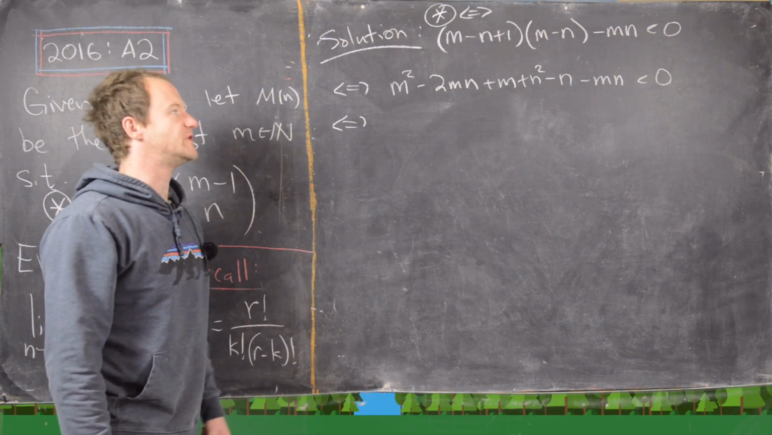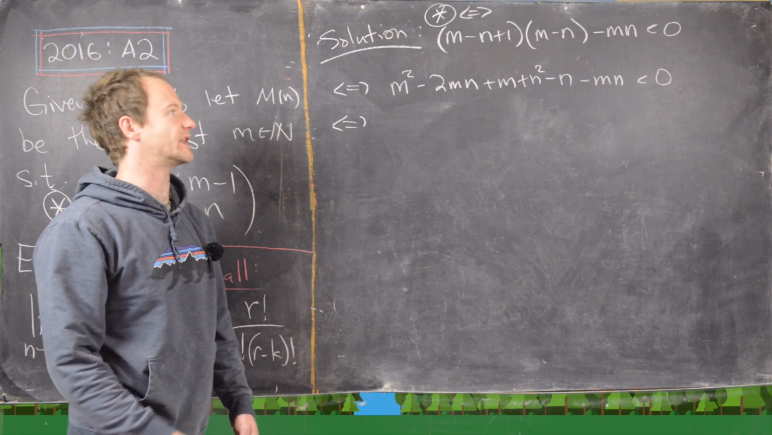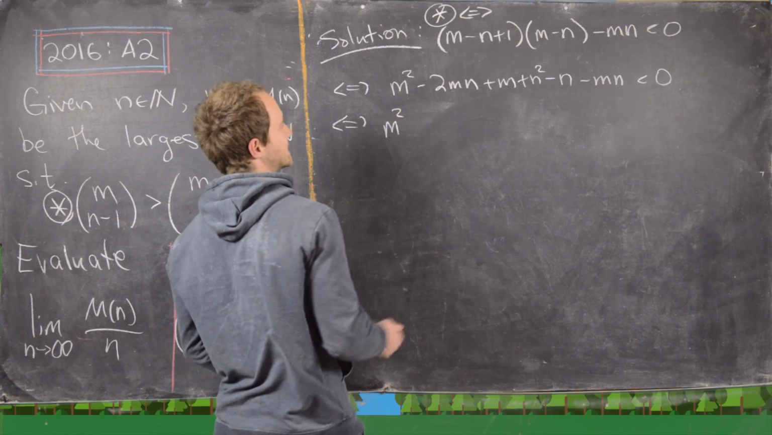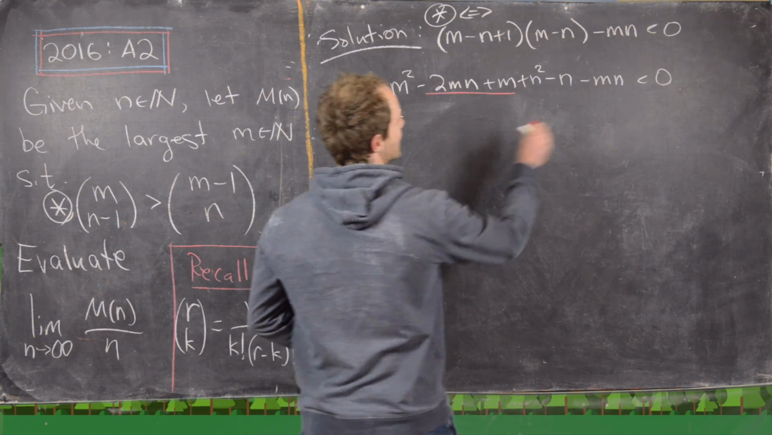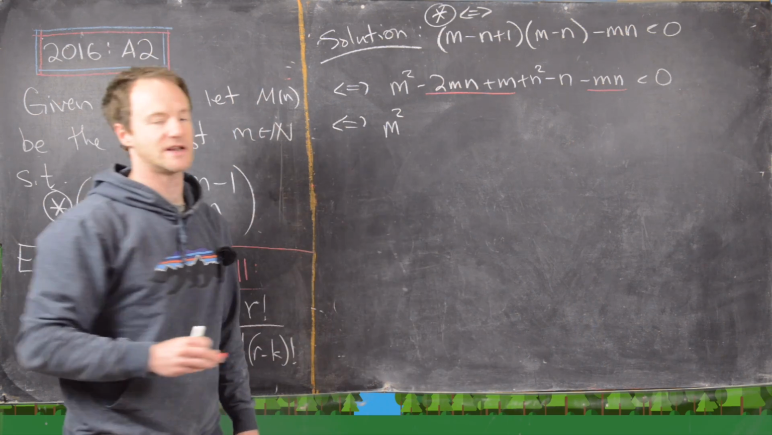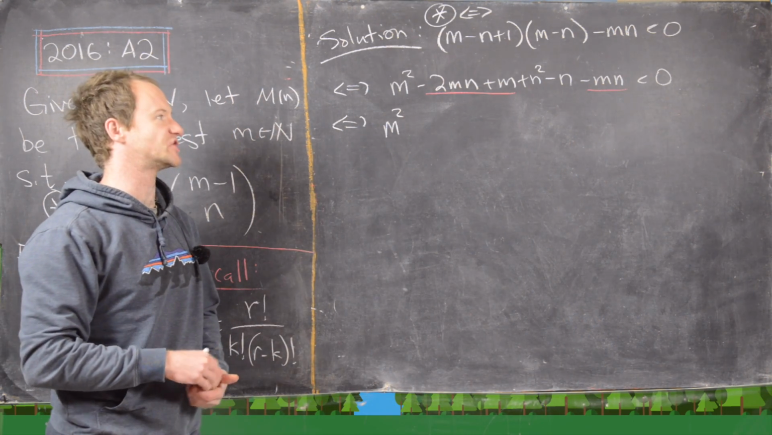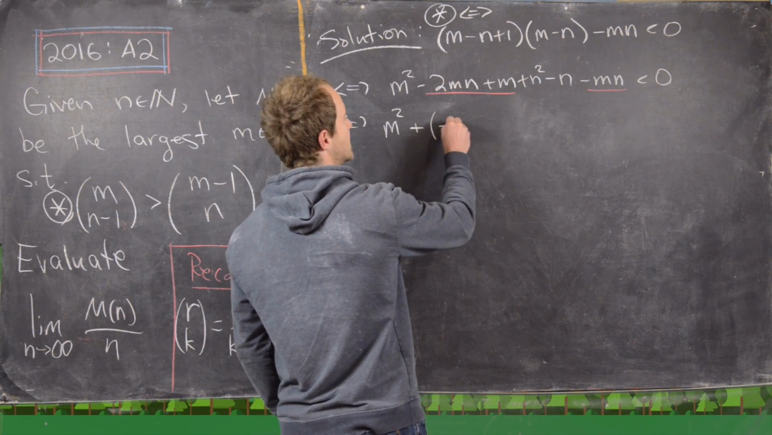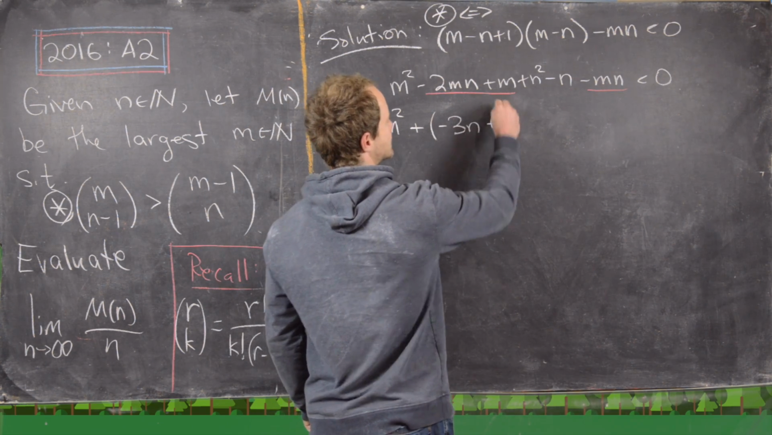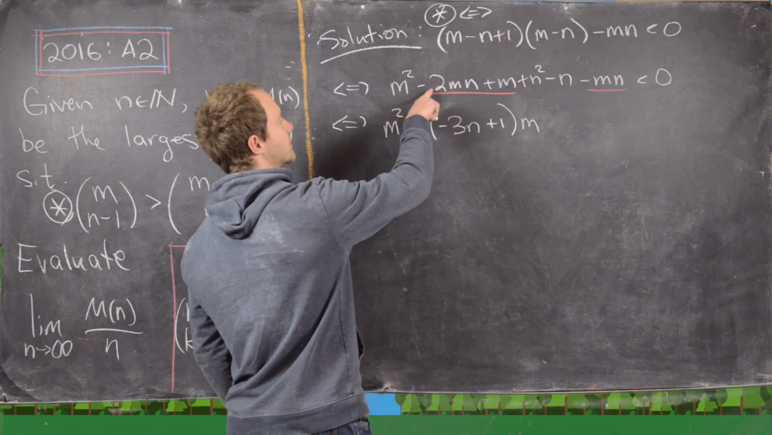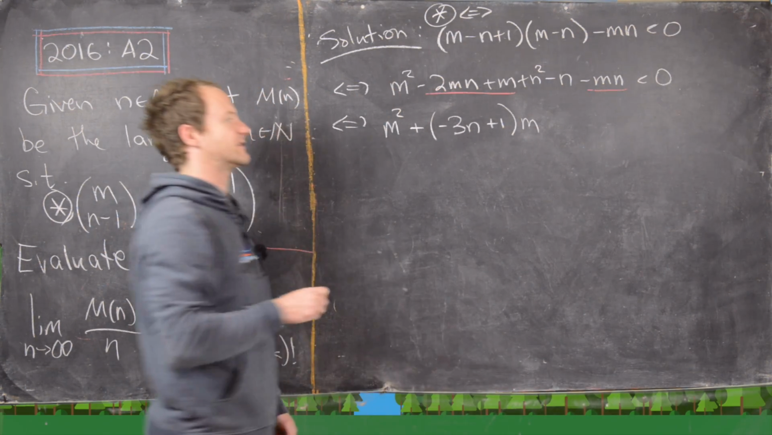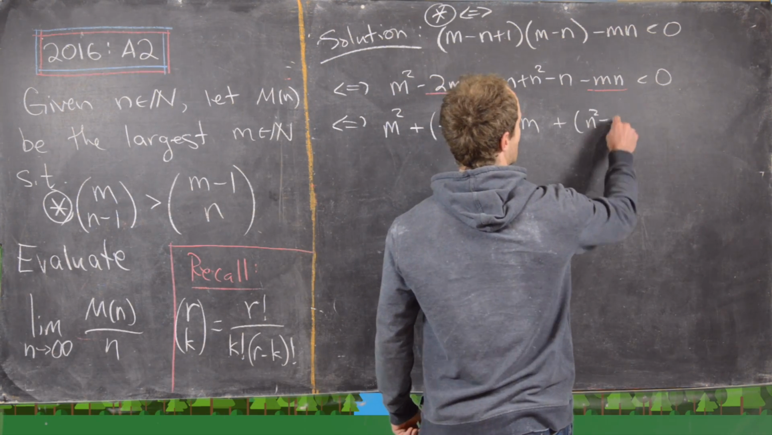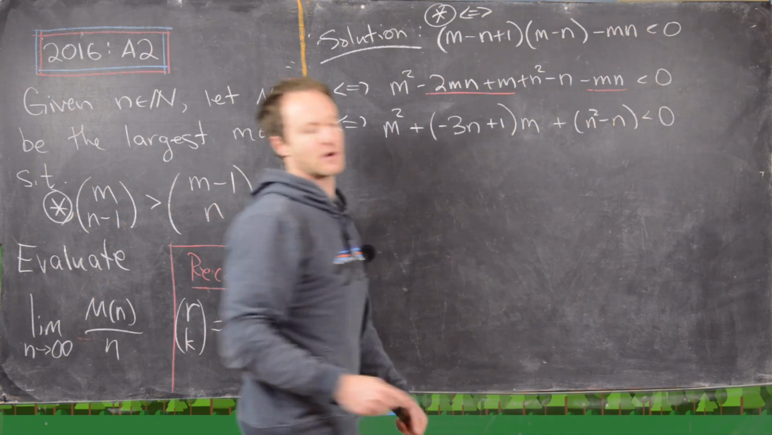Okay, so now I want to view this as a quadratic polynomial in m. So notice I have m squared, so that's going to be by itself. And then these things that I'm underlining in red are all of my terms which will give me something with a coefficient of m. So I can write this in the following way. This is going to be plus minus 3n plus 1 times m. So notice here we have minus 2, minus 1, so that's going to give us minus 3n. Great. And then now we have plus n squared minus n is less than 0.